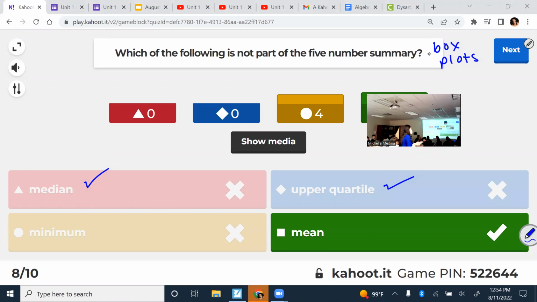What's the other name for upper quartile? Q3. It does include the minimum. It does not include the mean. That's why that was the correct answer. This one's not part of the 5-number summary. What are the others that we need for the 5-number summary? That's not listed. Good, your Q1 or your lower quartile.